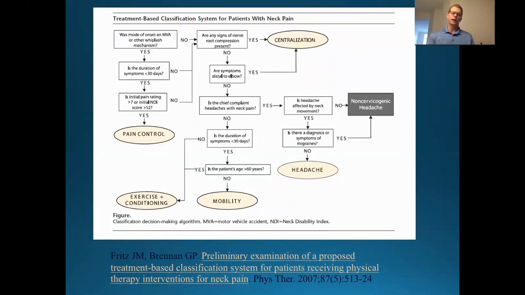To do that, the best way is to talk about the treatment-based classification for patients with neck pain. This is going to help us determine what structures are involved. I'm not going to go through this whole chart right now, but we are going to break these down individually. With the treatment-based classification, we really want to see if they fall into more of a pain control category, exercise and conditioning, mobility, headaches, or centralization. If they're falling into a centralization category, which we're going to talk about first, that means that likely the nerve or the nerve root is the structure that's involved. If it's more of a mobility category, it's probably the joint or the articular structure that's involved. So we're going to go through each one of these.